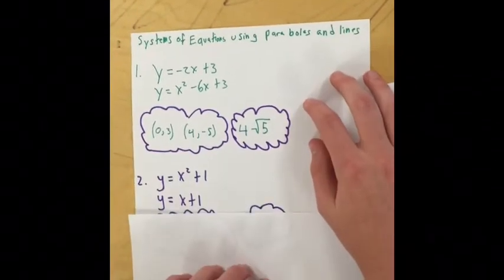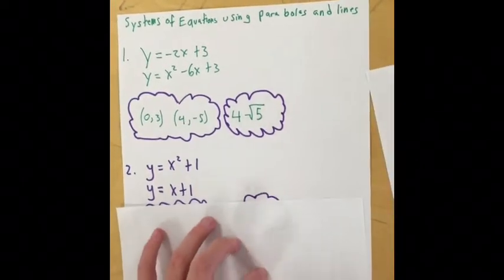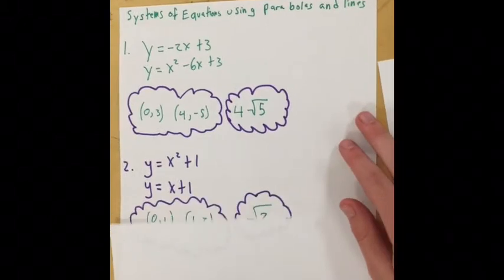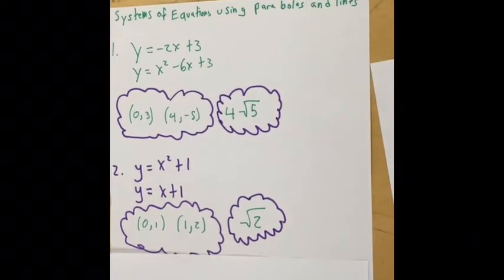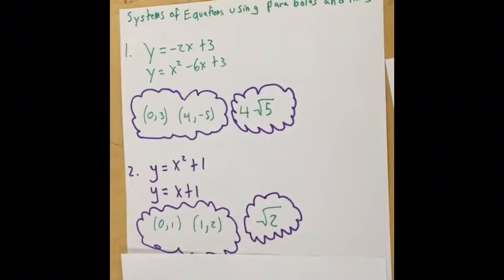Second problem is y is equal to x squared plus 1, and y is equal to x plus 1. Pause now if you want to solve it. The points are 0, 1, and 1, 2, and the distance is the square root of 2.